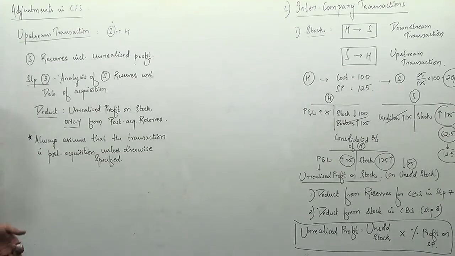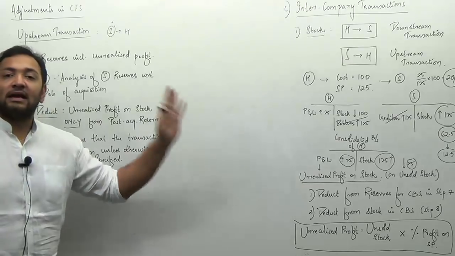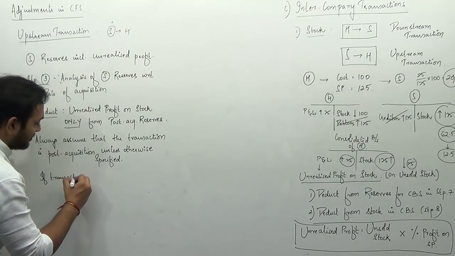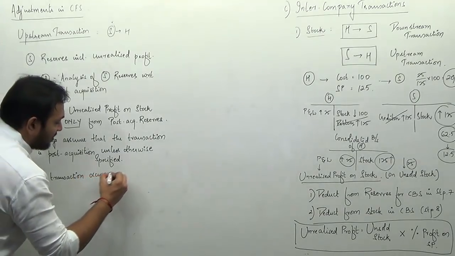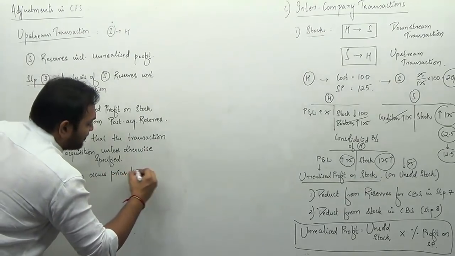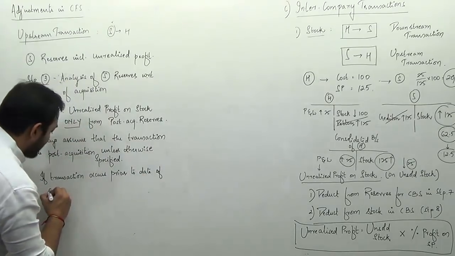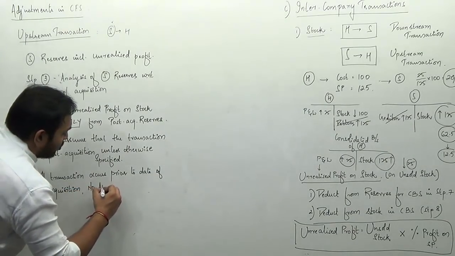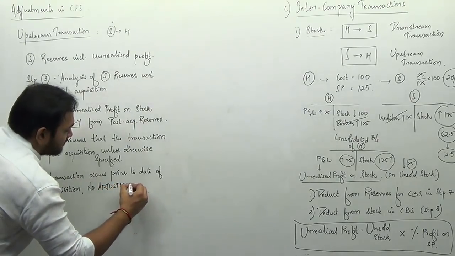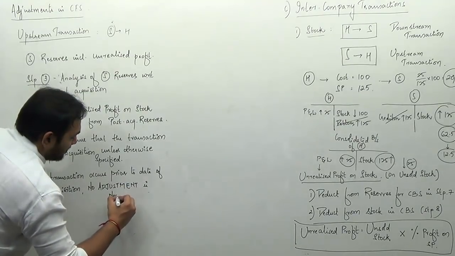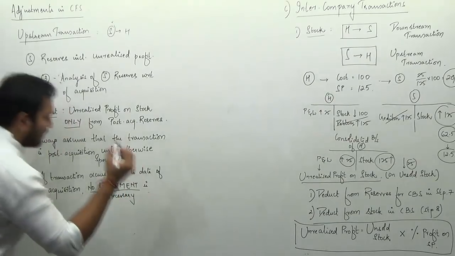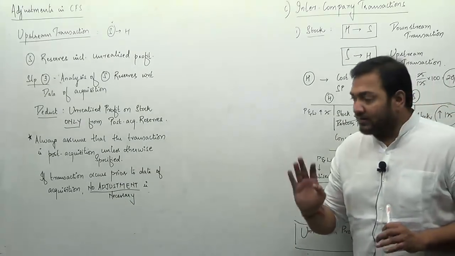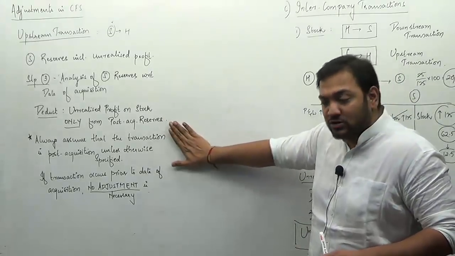So what are we trying to prove? If such a transaction has occurred prior to the date of acquisition, then we don't have to make an adjustment for unrealized profit at all. If transaction occurs prior to the date of acquisition, no adjustment is necessary. So guys, if the question is silent, I'll always assume it as transaction to occur after the date of acquisition only. Always. If there is nothing given in the question, then it should be an adjustment from post-acquisition profits. Got it?